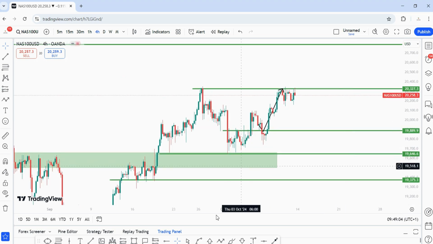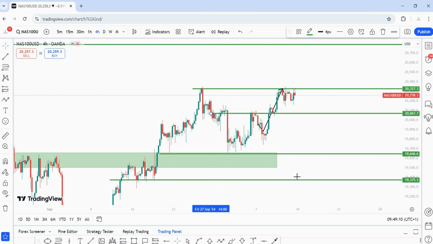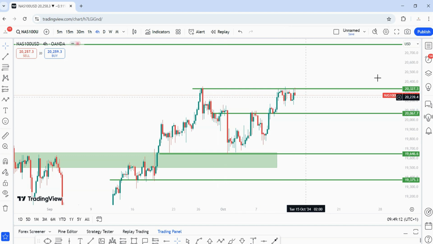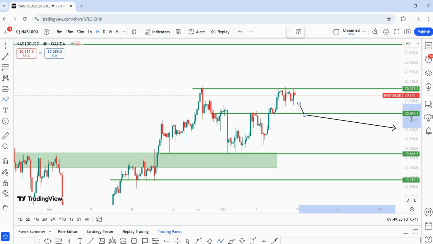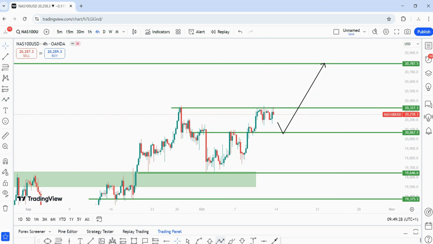Now going into next week, what should you be expecting? I'm going to move this line to the upside here. All right, so now we are stuck within these zones of 20,327.3 and 20,067.7. So two things that may most likely happen: price may bounce into this 20,067.7 before we take off, or price may just continue higher next week. Wait for price to break above the 20,327.3 area significantly. Then we'll catch it on the pullback on a much lower time frame, like the 15 minutes, 30 minutes time frame.